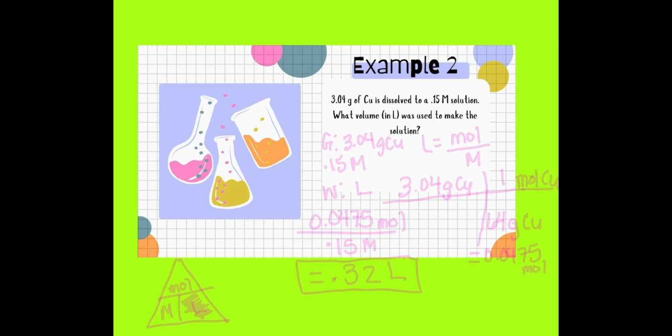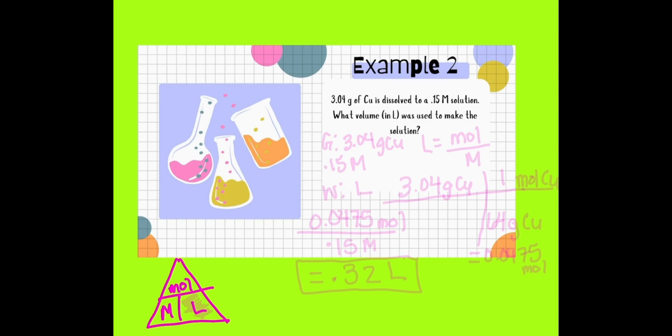All right, so for example number 2, we're going to do the same thing. It's very important for you to write your triangle. I'm going to write my triangle down here. This is going to help me to identify what the formula is that I need to use based off of what it is that I'm looking for.